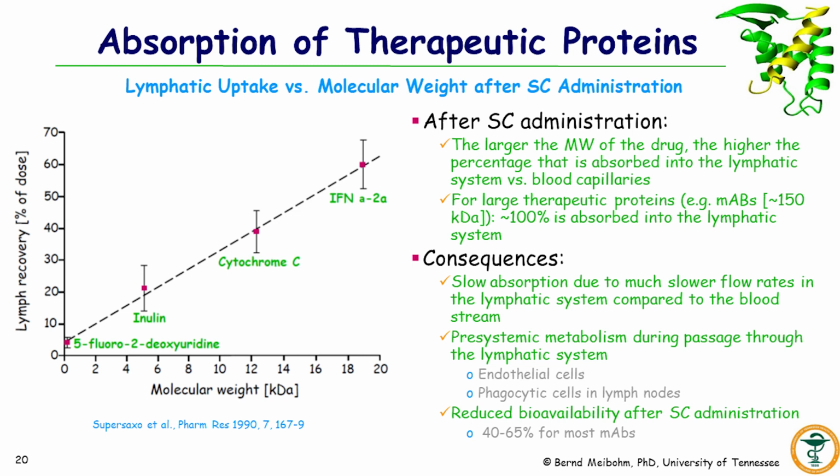Most monoclonal antibodies have a subcutaneous bioavailability in the range of 40 to 65%. There are, of course, always exceptions to that. There are some that have higher bioavailability, but for many, you have a substantial fraction of the administered dose that undergoes pre-systemic metabolism before ever reaching the systemic circulation.